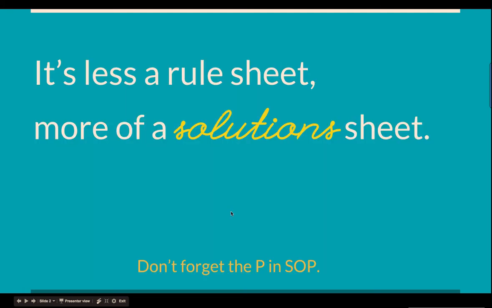So rather than it being a rules sheet, your SOP should be more of a solution sheet. So how can students address issues and address problems that they're having in the classroom? When they see that something's gone wrong, how can they solve it? We don't want them to have to come to you as the teacher all the time. And as a teacher, you don't want to answer the same questions over and over again like the people in the video. So what are the procedures for common issues and common situations that arise in your classroom?